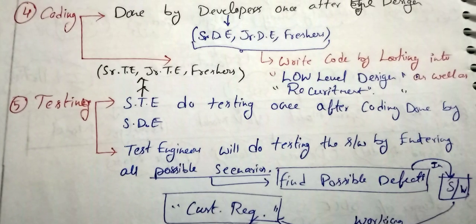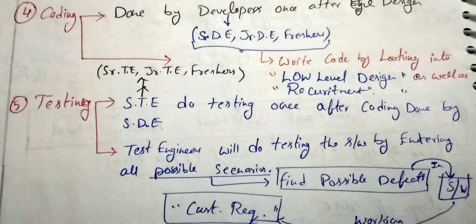Now we'll go to the next thing, which is coding. Coding is done after successful completion of design. In coding, developers will get the high level design and low level design from the architect, engineer, and senior engineer. Then they will start to write the code. It is done by the developers, whether they are senior development engineers, junior development engineers, or freshers. Everyone is a developer. They will write the code.